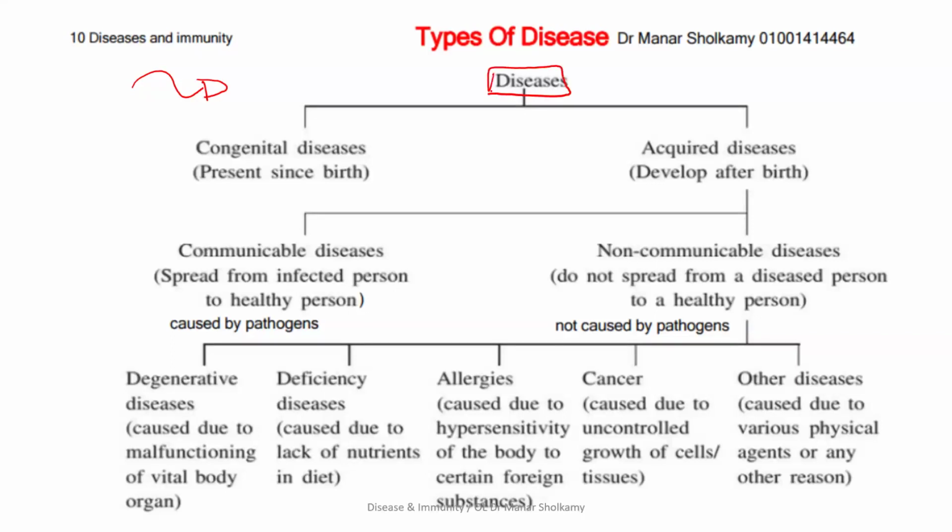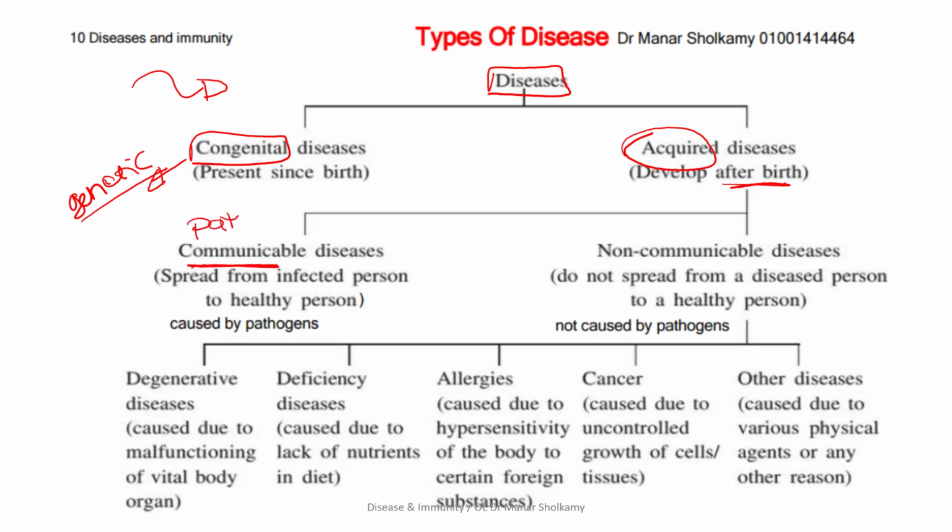Types of diseases that are congenital. Congenital means genetic. Like people are born with a mental retardation. This is not contagious and it's genetic. Acquired diseases, these are diseases that develop after you're born. And some of them are communicable, or they can spread from one person to another.